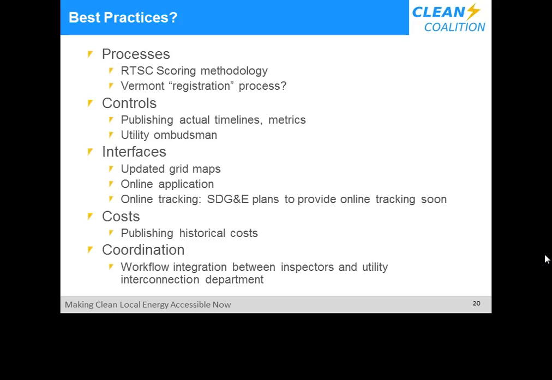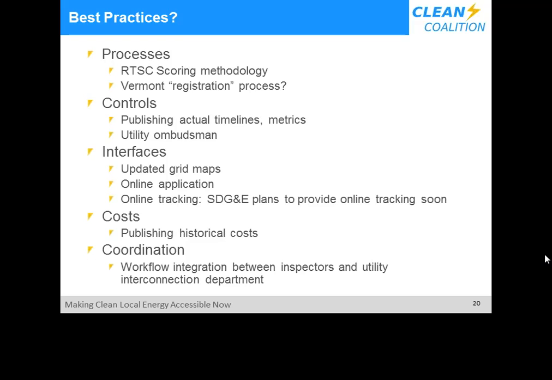Another best practice that could be included in the business practice manual would be publishing of costs. If it's going to cost you for permits or inspection or other kinds of even technical costs to interconnect to the distribution grid, what does it cost people before? In what kind of situations? How can I understand, going into the process, how much it's going to cost me to interconnect?